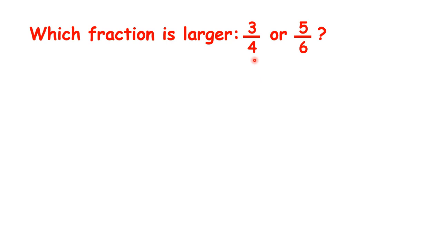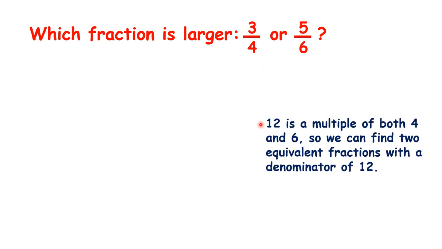So now which is larger, 3/4 or 5/6? Well, 6 isn't a multiple of 4, so we will need to convert both fractions. 12 is a multiple of both 4 and 6, so we can find two equivalent fractions with a denominator of 12. It's always best to find the lowest common multiple of both numbers, so the lowest number which is in both times tables. So that's why I'm using 12 rather than, say, 24 or 36.